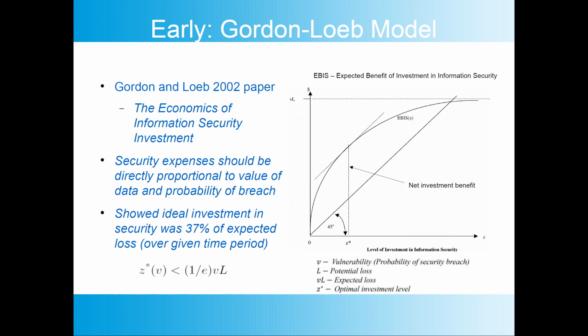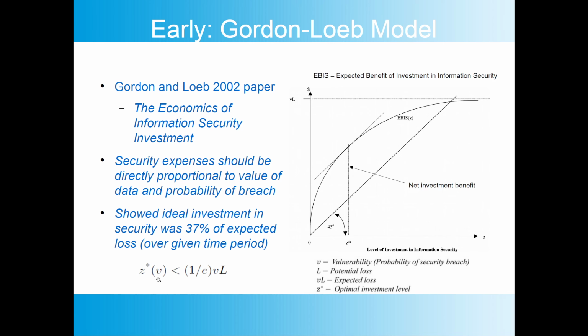The Gordon and Loeb 2002 paper called The Economics of Information Security Investment came up with the Gordon-Loeb model. The big takeaways for that one are that security expenses should be proportional to the value of the data being protected, which we'll call V, and the probability of a security breach. And they showed that an ideal investment in security was 37% of the expected loss over a given time period, which is usually a year.